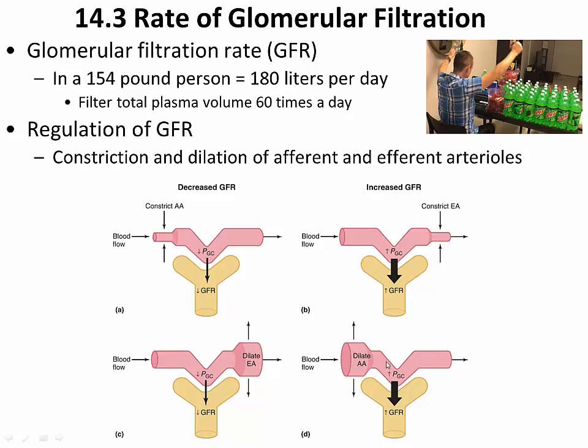Third, we could dilate the efferent arteriole, which, as you would imagine, decreases the glomerular pressure and decreases the filtration rate. Lastly, we could dilate the afferent arteriole. And as we dilate the afferent arteriole, then we increase the pressure because we allow more blood to move into that glomerulus. So all of these mechanisms are used by the body to adjust filtration rate depending on the needs of the body at any given time.